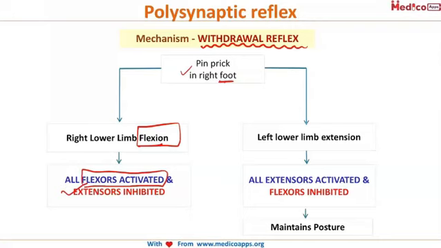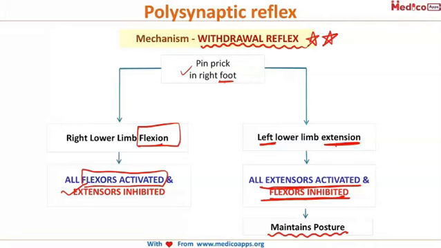But what you have to note is there is left lower limb extension also, not just flexion of your right lower limb. Your left lower limb undergoes extension. So here obviously all the extensors are activated and flexors are inhibited. This is mainly done to maintain the posture of the person. So for polysynaptic reflex, the most famous example is the withdrawal reflex.